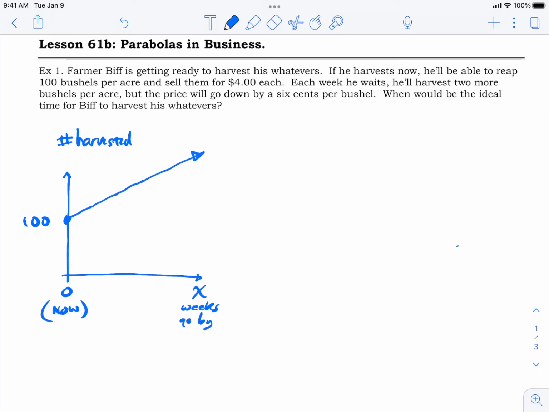Hey, does that make you think of our straight line stuff that we've done in the past? Can you tell me the slope of that line? Come on, what's the slope of that line? Well, you wait 1 week, you get 2 more bushels, right? Yeah, okay, good. If 1 week goes over, you take a step to the right by 1 week, you're going to go up by 2 bushels. And so your slope is 2.